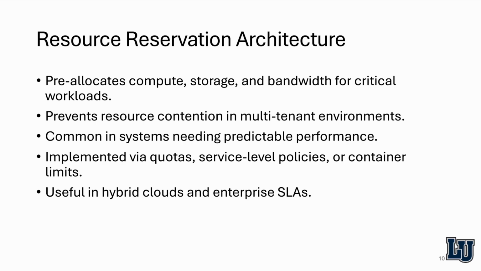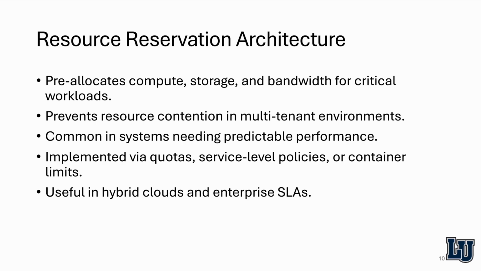Resource reservation architecture. This architecture guarantees critical apps always have enough resources: CPU, memory, bandwidth. In shared environments like the cloud, one noisy neighbor can hog everything. To prevent that, we reserve or reallocate a slice of capacity for certain workloads. You'll see this in service level agreements promising a fixed performance. For example, a finance app may reserve 64 CPUs and 1 terabyte of storage every night for reports.